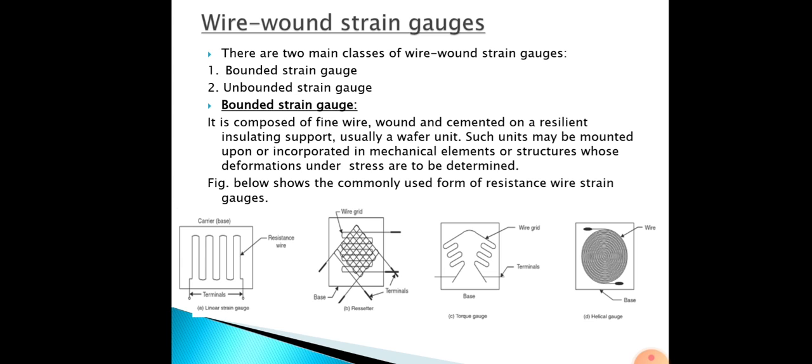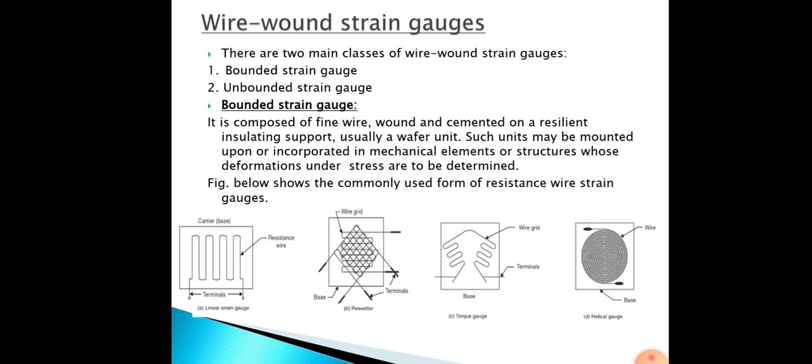How are they done? The first one you can see is a linear strain gauge. The second one is the rosette. Then the next one is the torque gauge. The last one is the helical gauge.